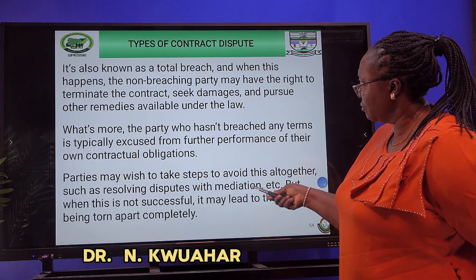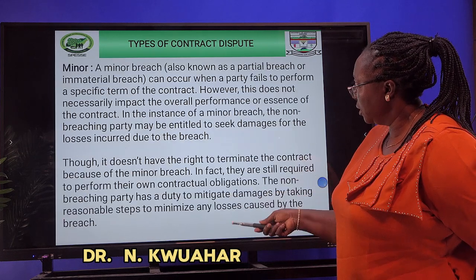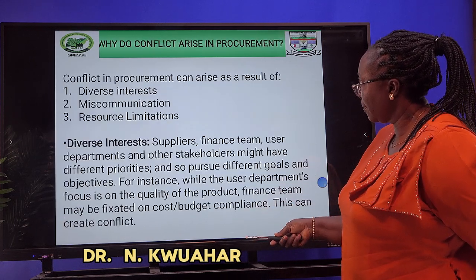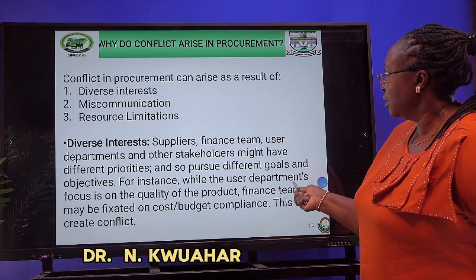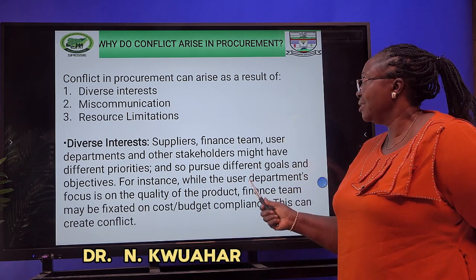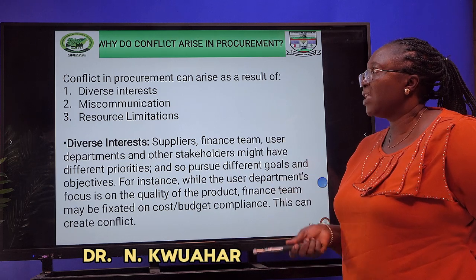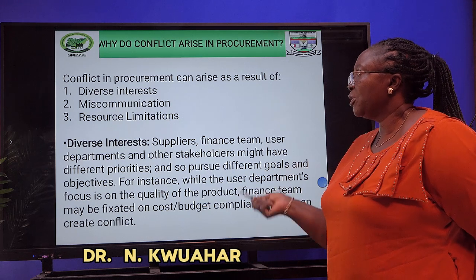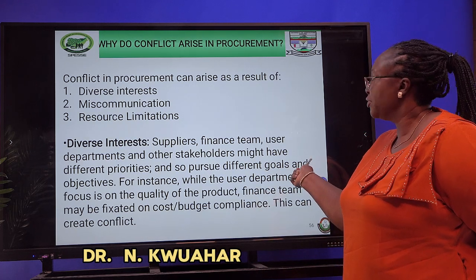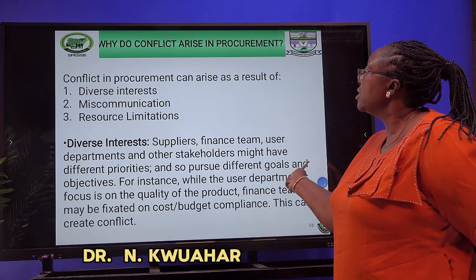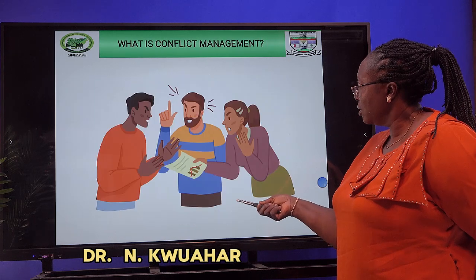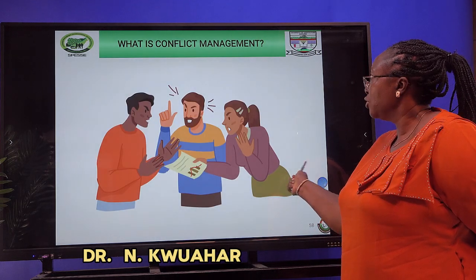There are also issues of note in procurement. Conflict in procurement, precisely, can arise as a result of diverse interests, miscommunication, and resource limitations. These issues are adequately addressed in the material. So thank you very much.